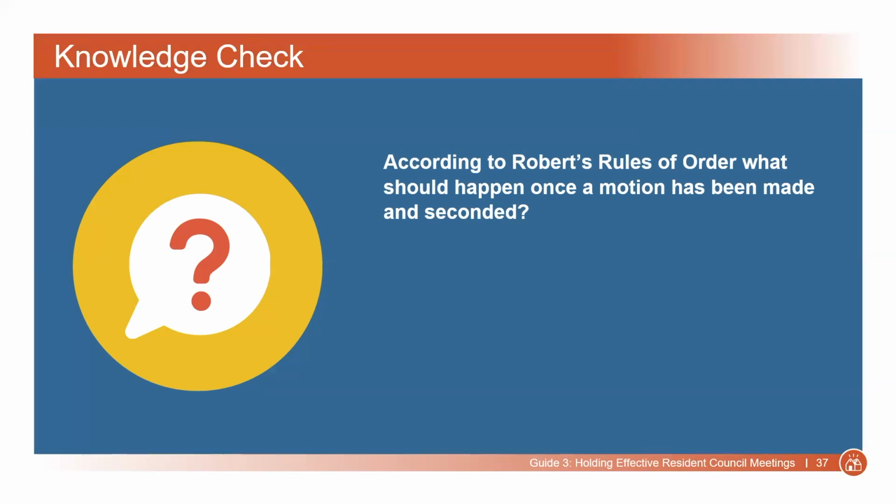Before we close this training, let's do another knowledge check. According to Robert's Rules of Order, what should happen once a motion has been made and seconded? A. Discussion. B. Amendments. C. Vote. D. Test for consensus. We'll pause for a moment to let you consider your answer.